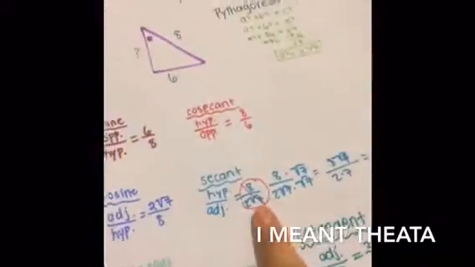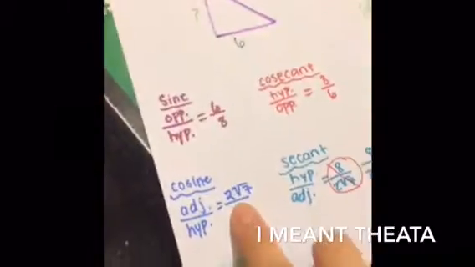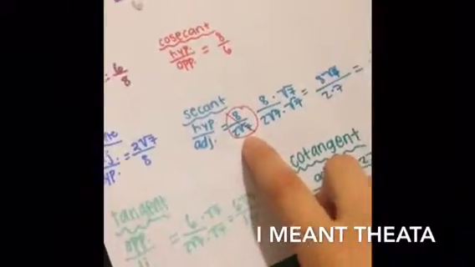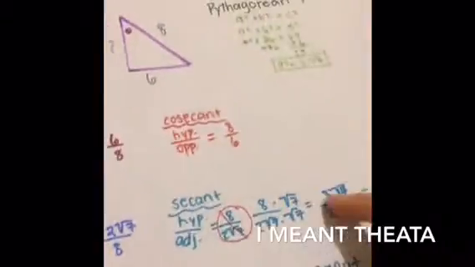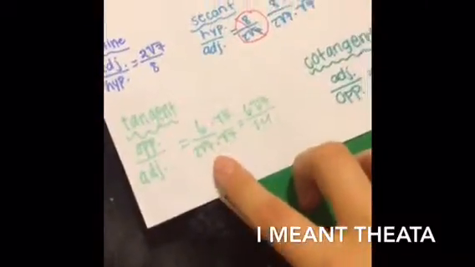Now you see that it's 8 over 2 square root 7. It can't be like that. It could be like that, but square roots cannot be at the bottom of a fraction. So you multiply it by square root 7 on each side, and you get your new one. Same thing we did right here. That's a no-no. That's a yes.